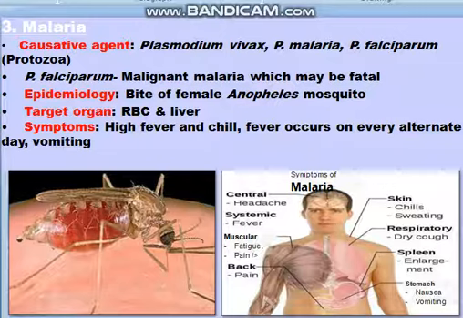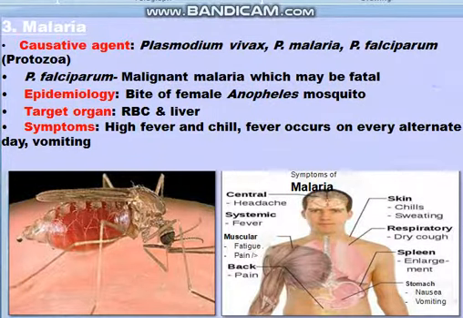So the next disease is malaria. Malaria is also a common disease, and what is the causative agent of malaria? The causative agent of malaria is Plasmodium vivax, Plasmodium malariae, Plasmodium falciparum, and this is a protozoan. Plasmodium is a protozoan which causes malaria, and Plasmodium is a genus, and there are different species of Plasmodium which cause malaria. For example, vivax and falciparum are very important and very common, and Plasmodium falciparum is very dangerous, it is malignant, and it can prove fatal.